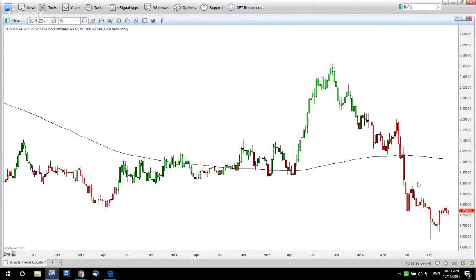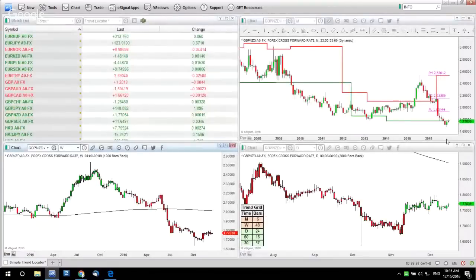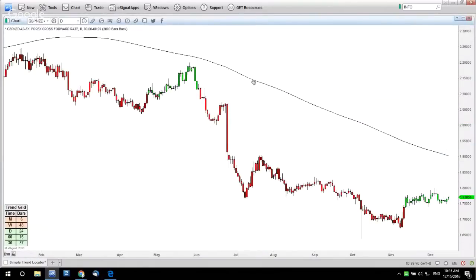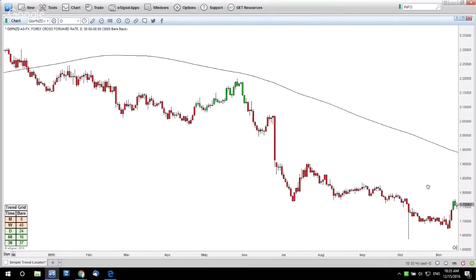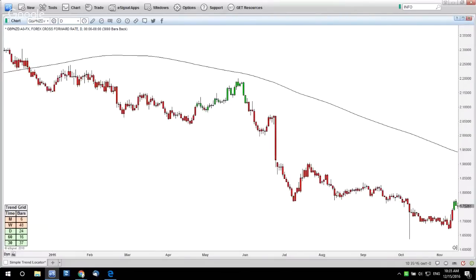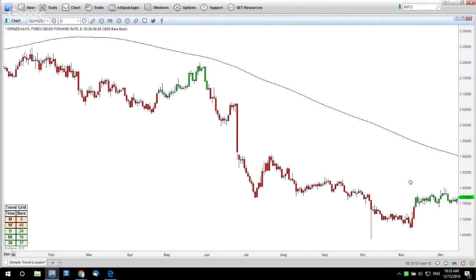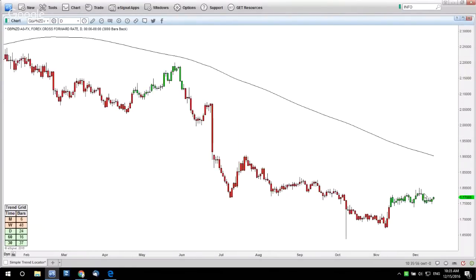Below the 200, trend filter is red. And if you look at the weekly, if you look at the daily, below the daily 200, trend filter is green. So this is where I entered. Price was in a trend. We had a pullback towards this whole resistance zone, previous support, and we can see since then it's just been consolidating.